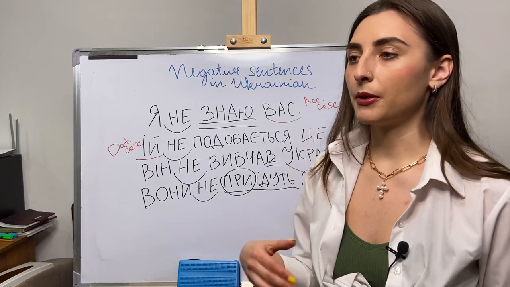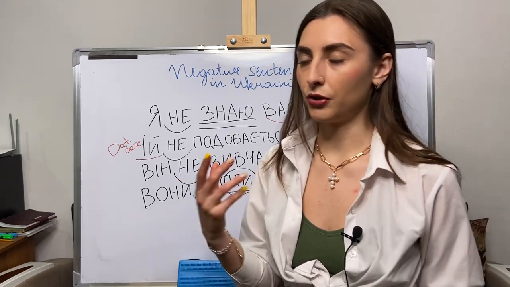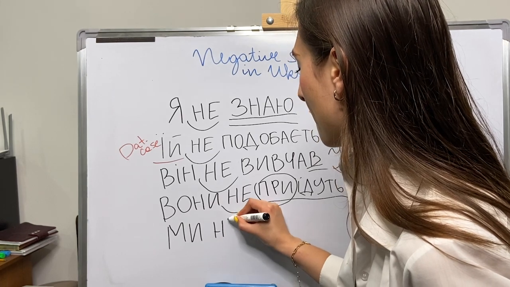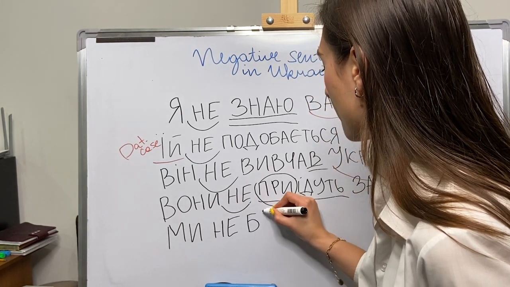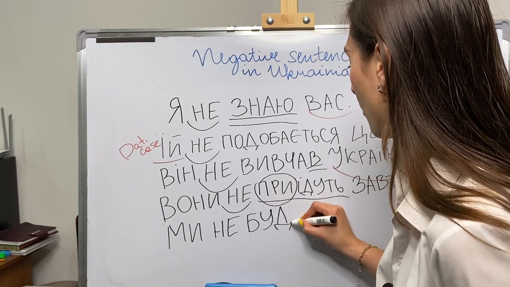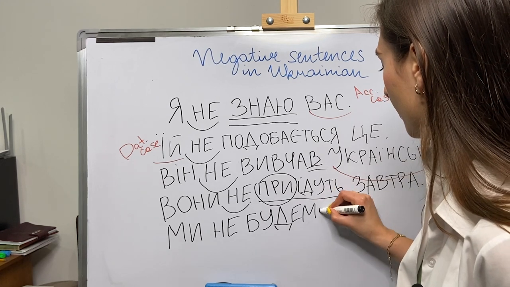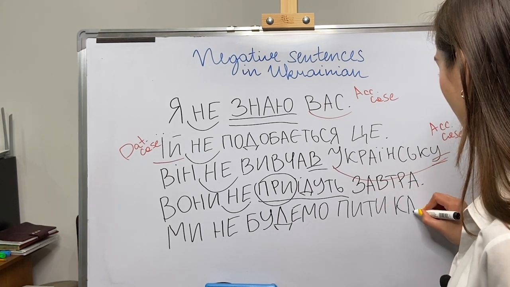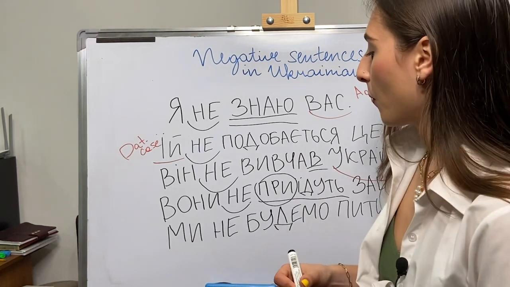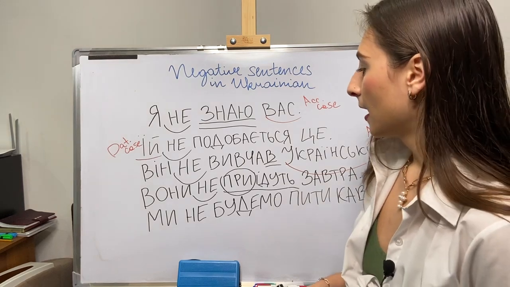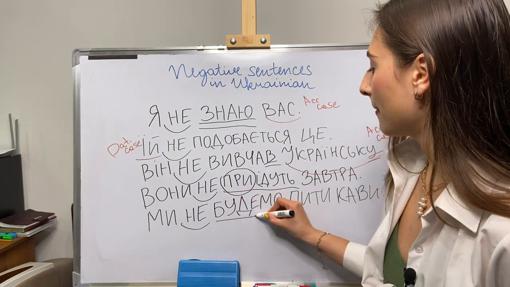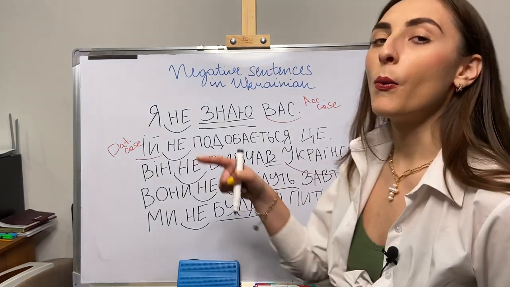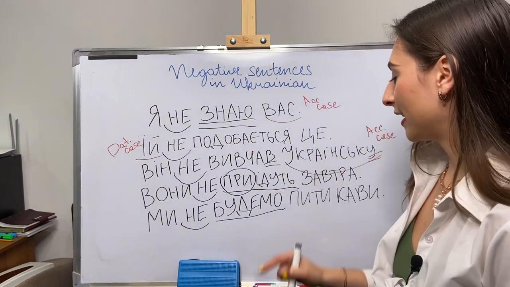Okay, let me give you one more example with the verb will, future. Ми не будемо пити кави. We will not drink coffee. Ми не будемо. So, pay attention. We not will drink coffee.